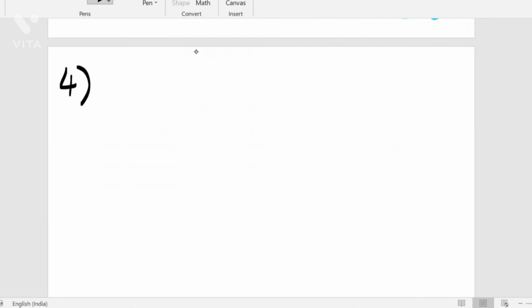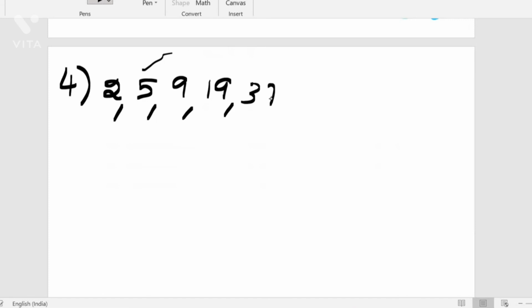Question number 4 is 2, 5, 9, 19, 37, next is dash. Okay, 2, 5, 9, 19, 37, dash. Here also the numbers are not in order. It is increasing randomly, so I told you it is multiplication.